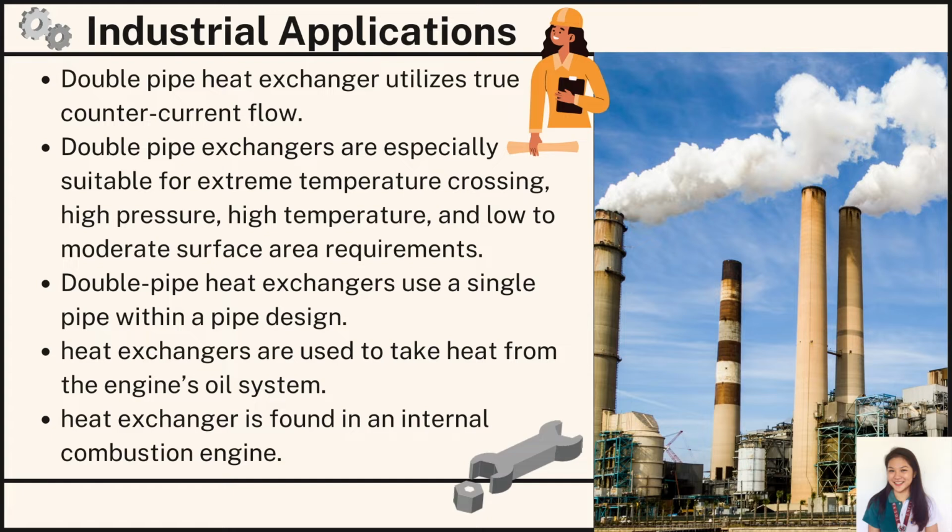Double pipe exchangers are especially suitable for extreme temperature crossing, high pressure, high temperature, and low to moderate surface area requirements. So when your process calls for a temperature cross, when the hot fluid outlet temperature is below the cold fluid outlet temperature, a hairpin heat exchanger is the most efficient design and will result in fewer sections and less surface area. Double pipe heat exchangers use a single pipe within a pipe design and are more commonly used for high fouling surfaces such as slurries where abrasive materials are present, and for smaller duties. Standard shell diameter typically ranges from 2 to 6.